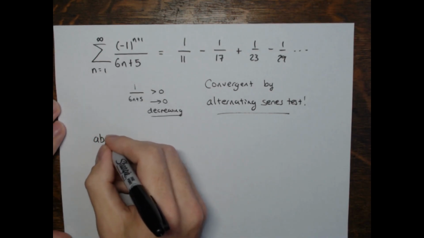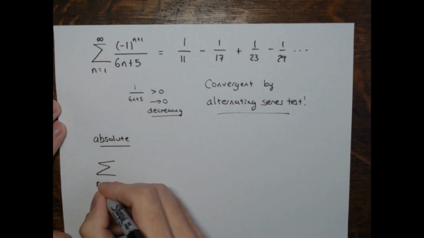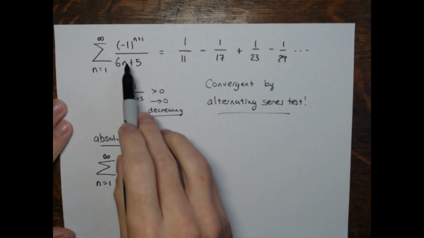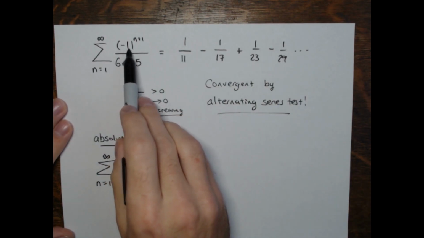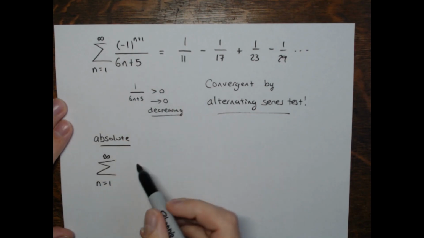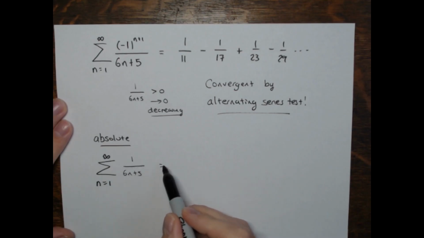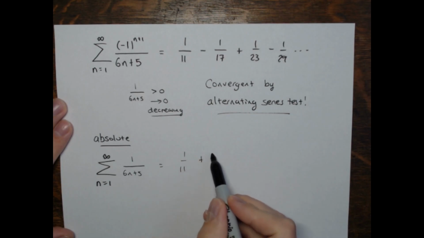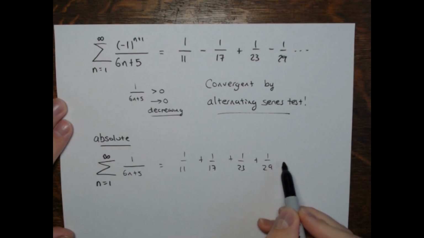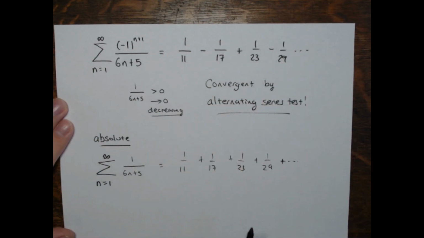Let's make everything positive. So I'm going to go down here. And again, when you make everything positive or take the absolute value of every term, that's just going to get rid of this power of -1, especially for these alternating series. So this will be just 1 over 6n plus 5, which would just be 1/11th plus 1/17th plus 1/23rd plus 1/29th. Again, it's the same as the original series, but all the minuses become pluses.